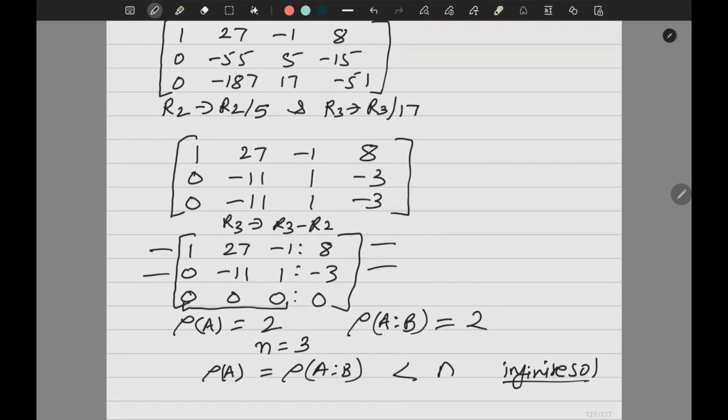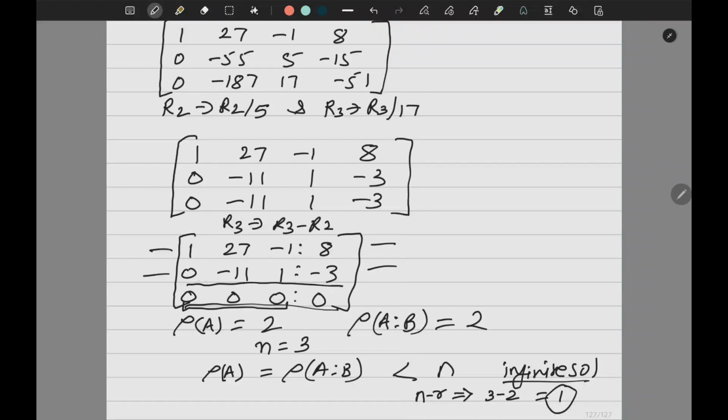Correct? You have infinite solutions. So n minus r variables means what? n is 3, minus 2. That is, to one variable you can assign any value. Now how to get the solution of this equation? See, the last row is not giving me anything.